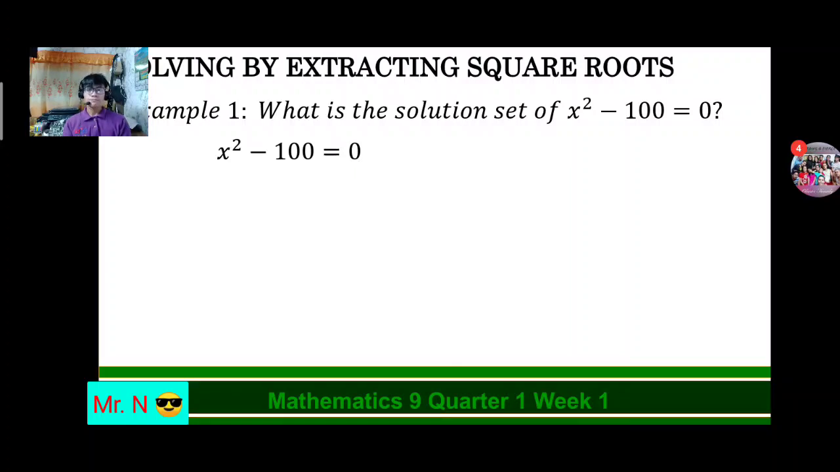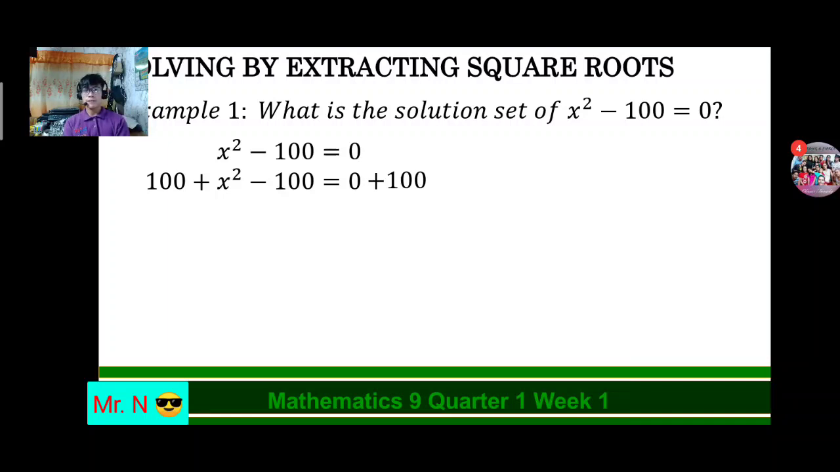So, para matira sa x squared sa left side, we should remove negative 100. So, alam naman natin, to remove that, we should add the opposite of it. And the opposite of negative 100 is positive 100, right? So, let's add positive 100 on the left. And since you add 100 on the left, you should add also on the right by addition property of equality. So, mag-add na tayo ng 100 dun sa right side.